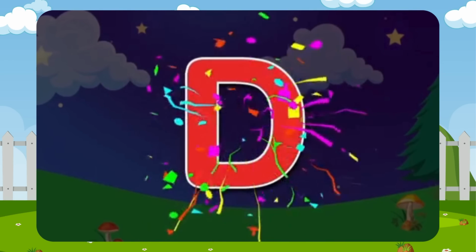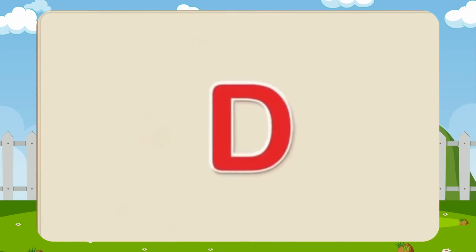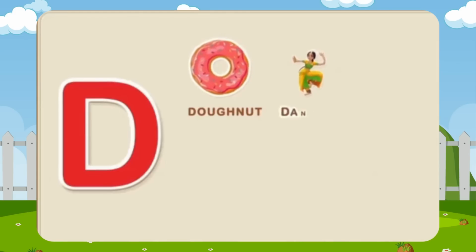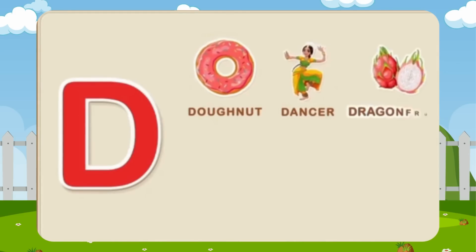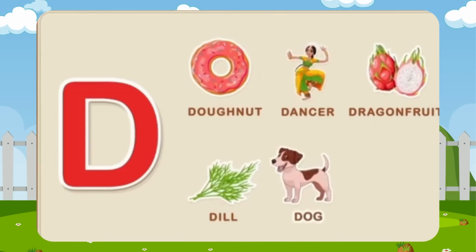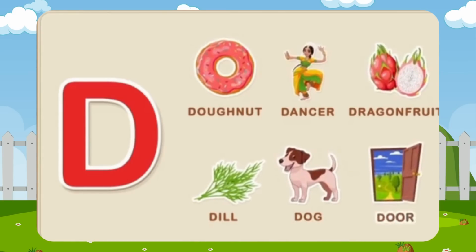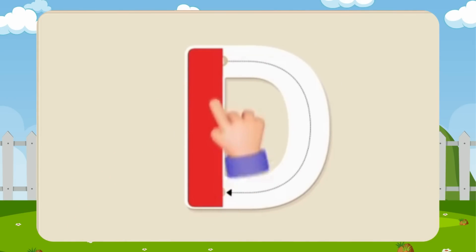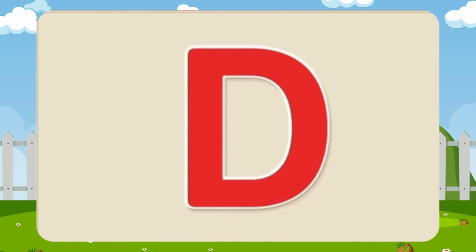D. D is for donut, dancer, dragon fruit, dill, dog, door. Now, let's learn how to trace the letter. Perfect.